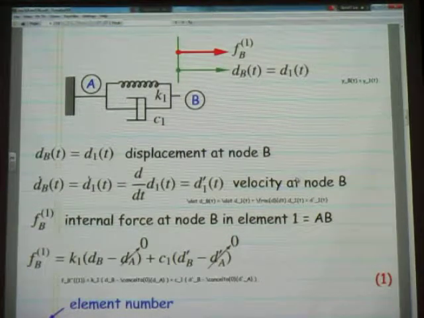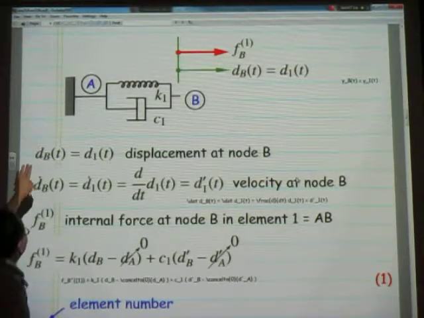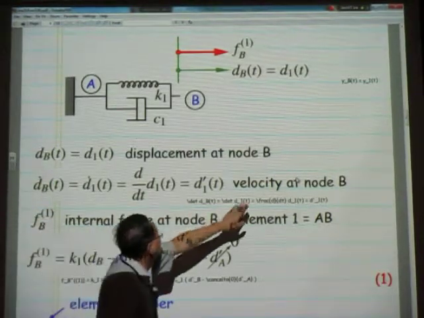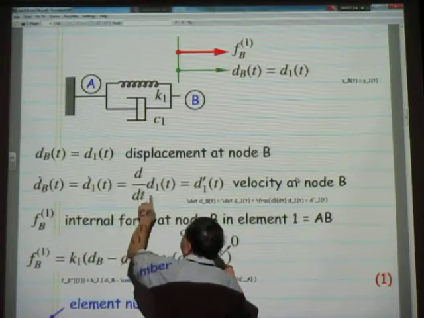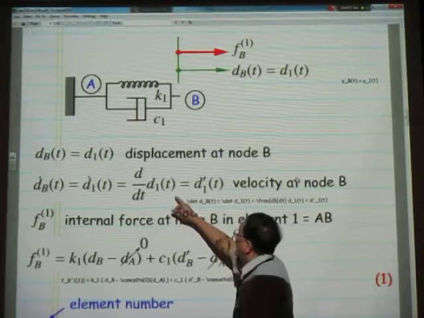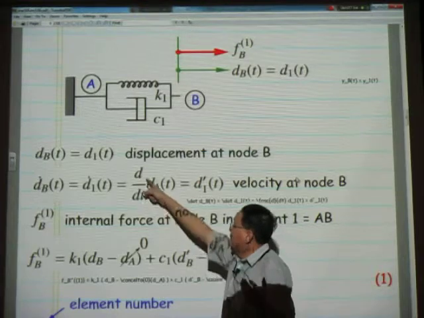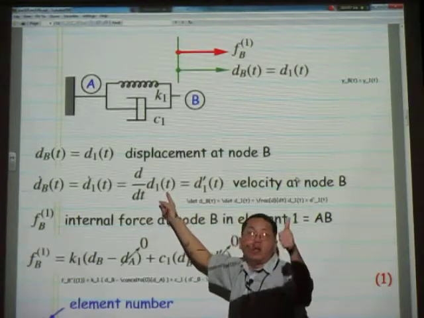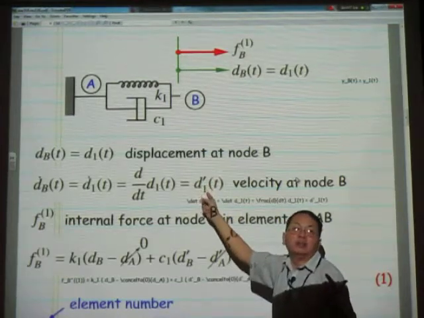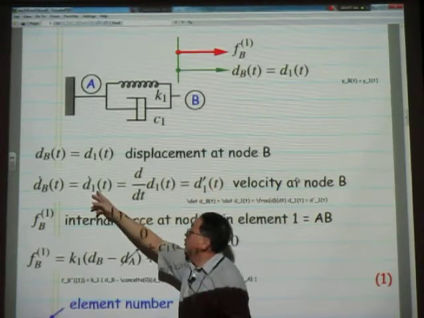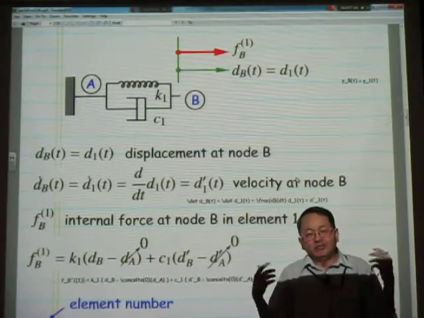So here, this is what I just said. Displacement at node B and velocity at node B can be written as d_B dot or d1 dot. That's d over dt of d1, and t is the independent variable. So for the time derivative, there's only one independent variable, so you can use the prime notation as well. The dot notation and the prime notation cannot be confused.